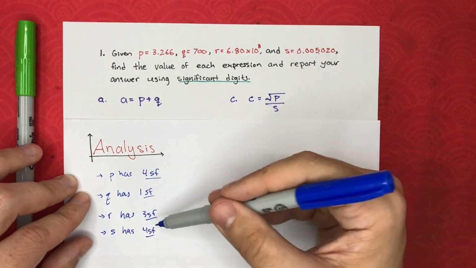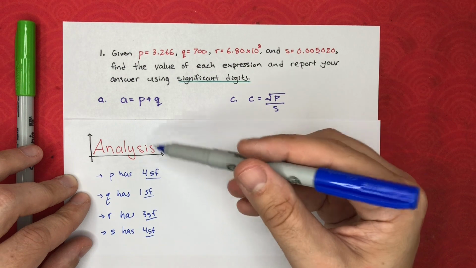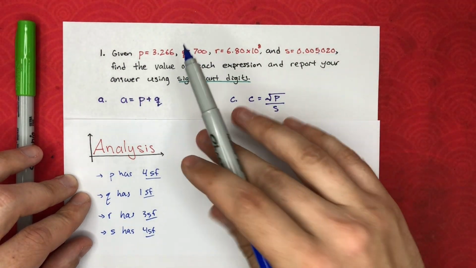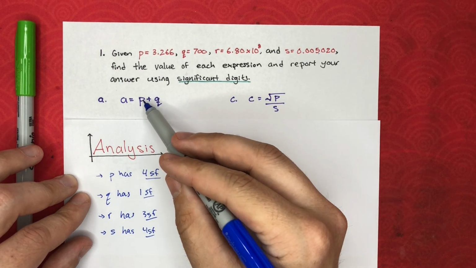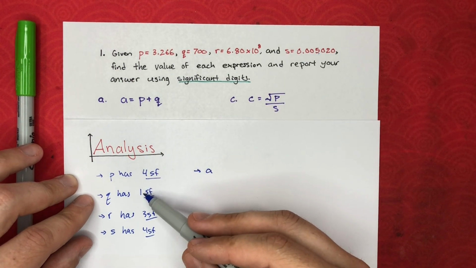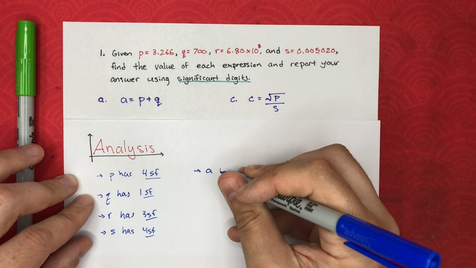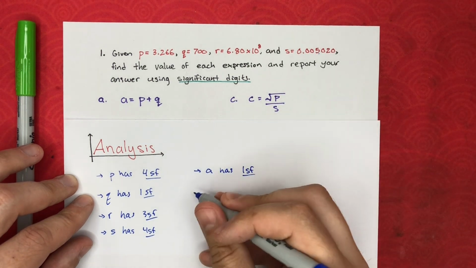So these numbers right here, the number of significant figures, are going to determine how many significant figures are found in our final answer. So if we take a look at A, we can see that A is going to be P plus Q. Well, Q has 1 significant figure, and P has 4 significant figures. Therefore, A will only have 1 significant figure as well.